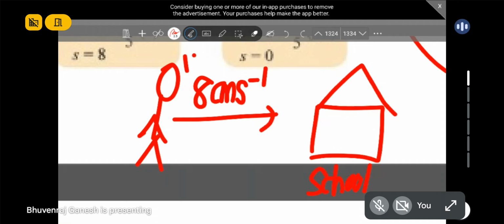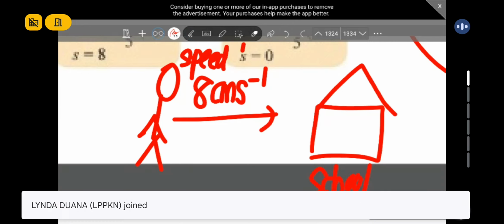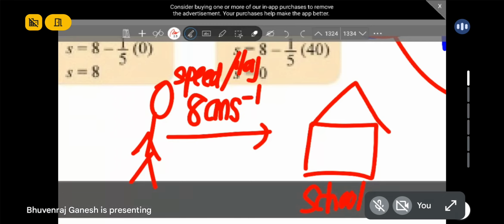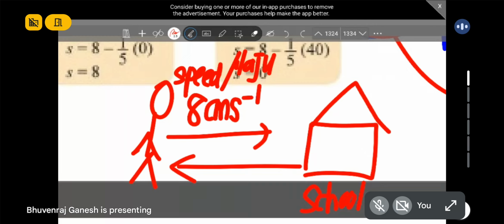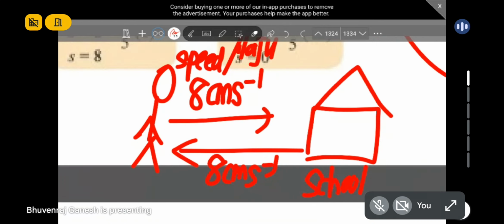Okay, sorry, your speed. I must say speed. Laju kamu 8 cm per saat. Boleh bayangkan guys? All of you can imagine, right? Your speed is 8 cm per second. Example. So now speed is scalar quantity. Quantity scalar. Dia tak melihat arah. We don't see direction. So, if I walk to the right or I walk to the left, my speed is still the same. Do you all understand guys? Boleh faham? Kamu jalan ke kanan atau ke kiri pun masih 8 cm per saat.